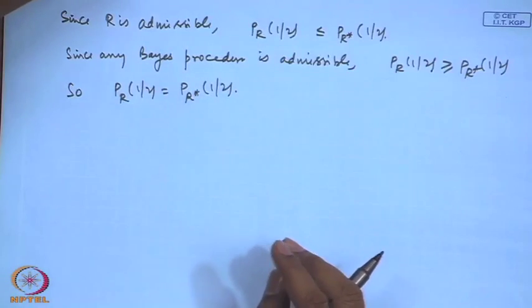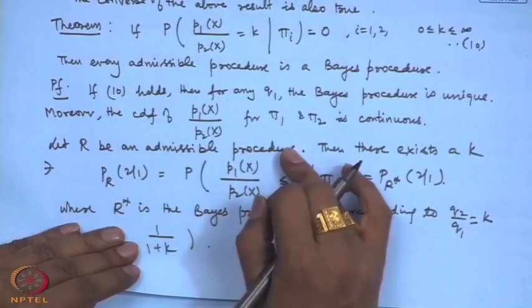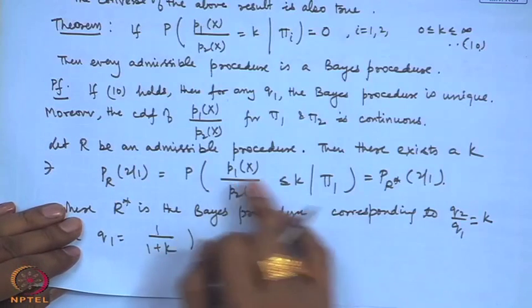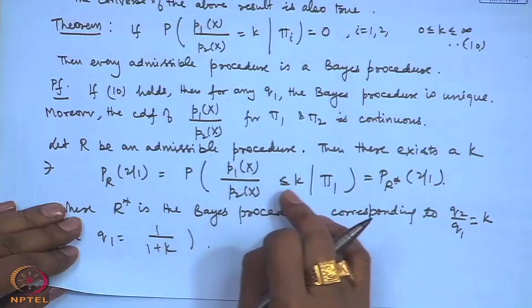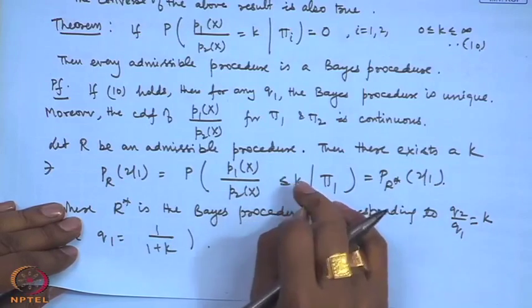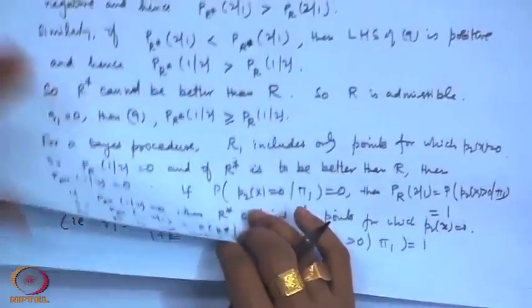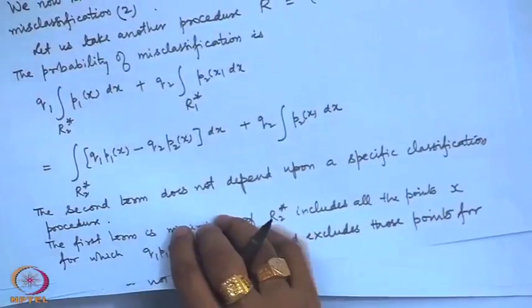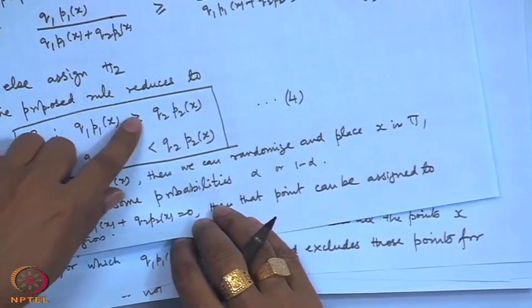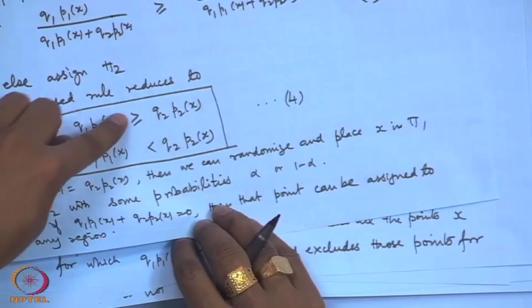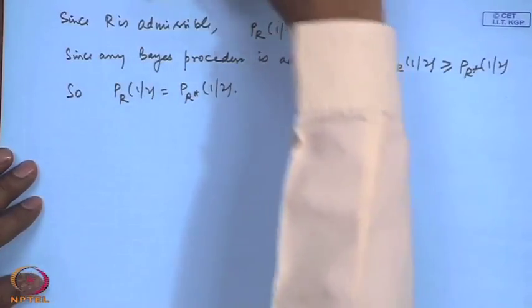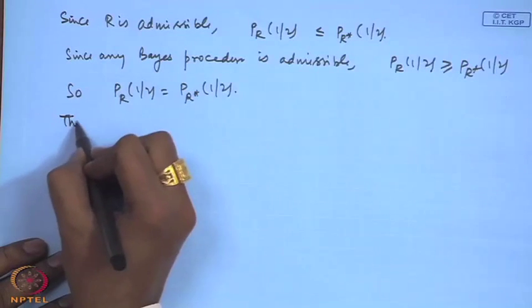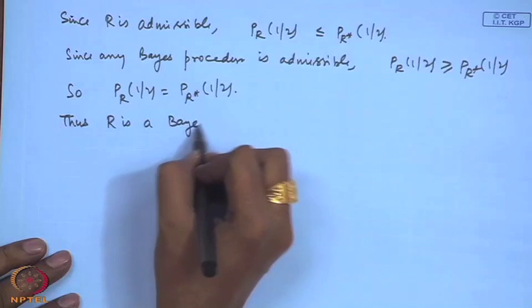So, what we have proved? We started with a procedure R, which is an admissible procedure, and R star is a base procedure. So, what we did is that we considered the base procedure with respect to that. For that, this is the probability, because p 1 x less than or equal to, so there is a k which is appearing in the form of the base procedure. If you remember, we wrote it earlier, the form of the base procedures had this term here. Let me give it again. You can look at this q 1 p 1 x greater than or equal to q 2 p 2 x. So, you are having p 1 by p 2 greater than or equal to q 2 by q 1 and p 1 by p 2 less than q 2 by q 1. So, if you combine these two, then this is becoming a base procedure. Thus, R is a base procedure.